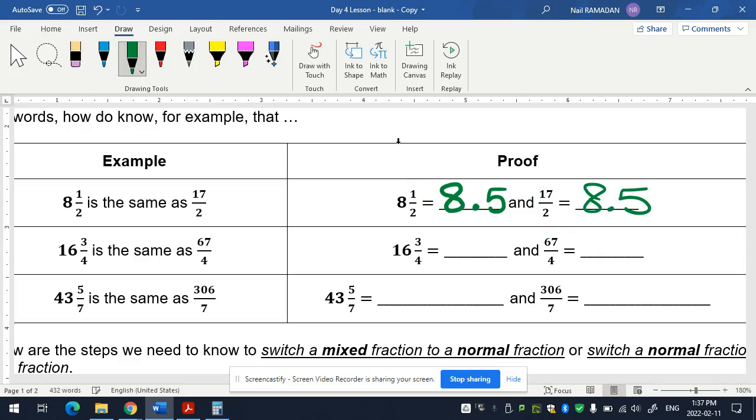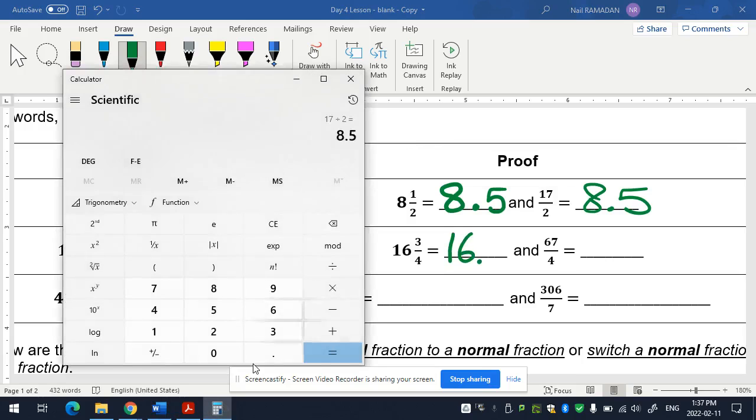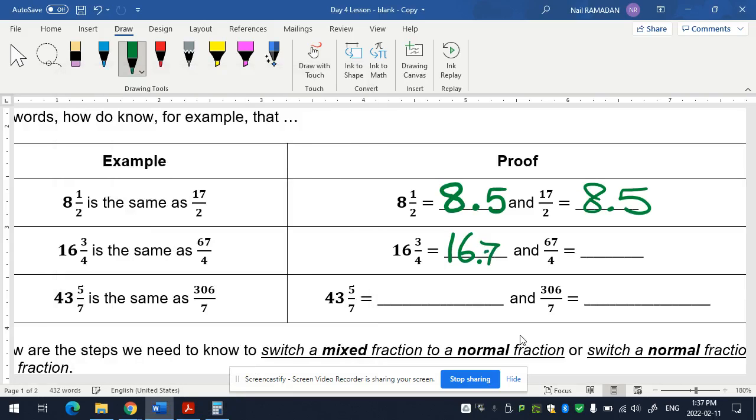Okay, let's do the next one. How can you show me that 16 and 3/4 is really the same as 67 over 4? So 16 is 16. Now, what's the deal with 3/4? Well, 3 divided by 4 is 0.75, like a decimal 0.75. So this guy is just 16.75.